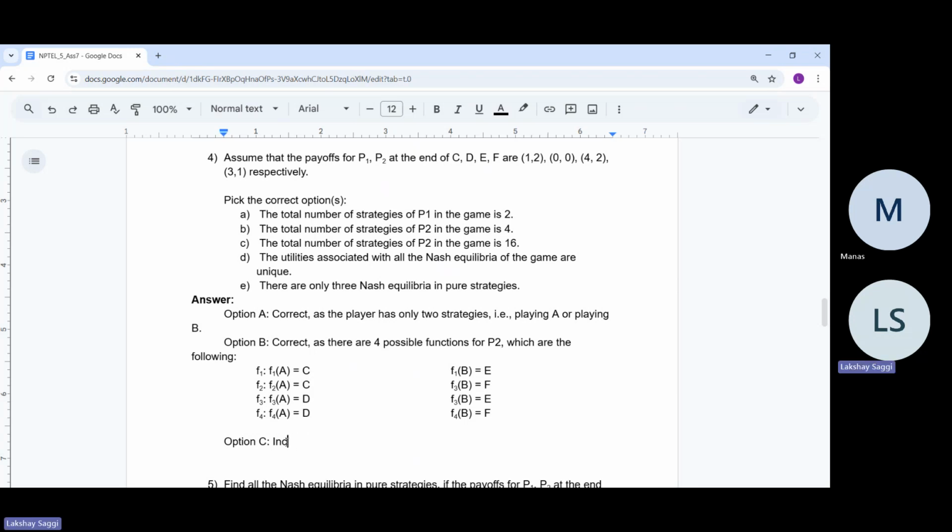So this option C is incorrect, that there are 16 possible strategies, and it's not difficult to see why. Like we just said that it has four possible strategies. So it can't have 16 possible strategies, right? 4 is not equal to 16.